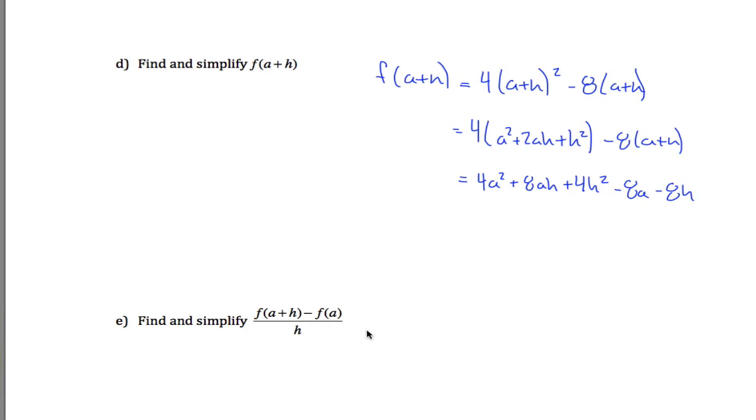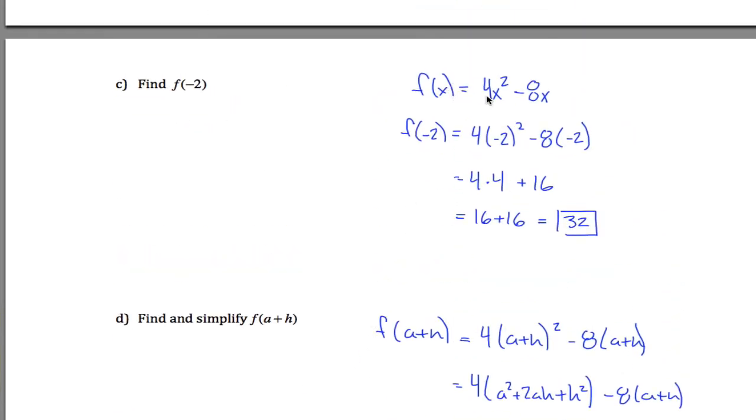Part E, find and simplify this mess. All right, I just figured out f of a plus h. That was my answer to part D. So I'll copy this mess: 4a squared plus 8ah plus 4h squared minus 8a minus 8h. And from that, I want to subtract f of a.